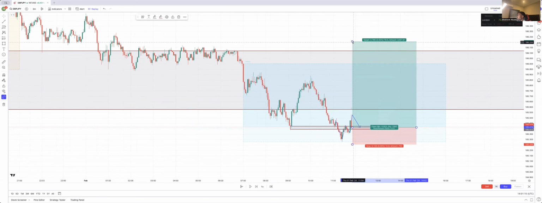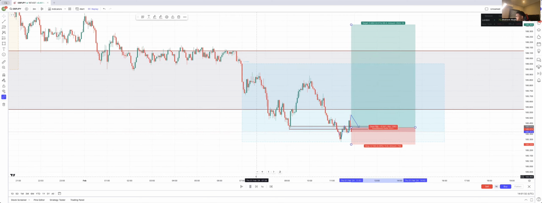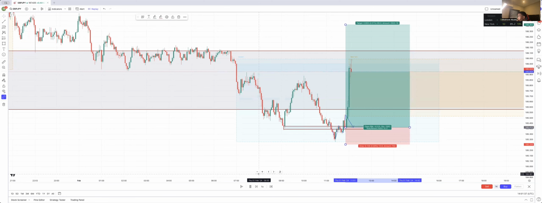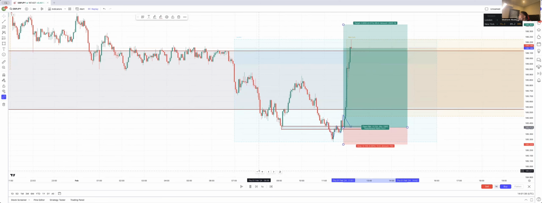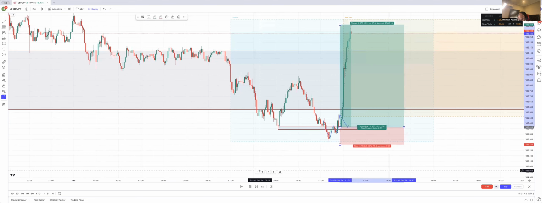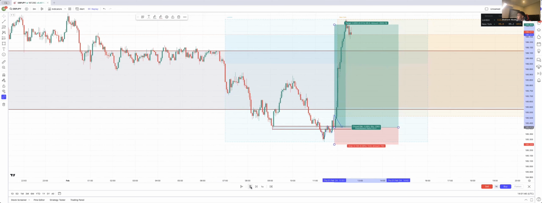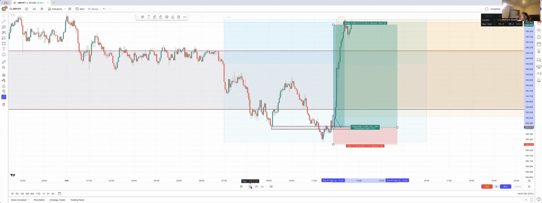I caught 95 pips, somewhere around there. So now let's play and see what happens. Okay, you see the move, guys. It was just pushing and pushing and pushing. See what happened, guys. It happened again and again and again.